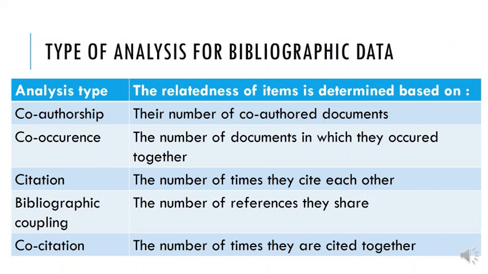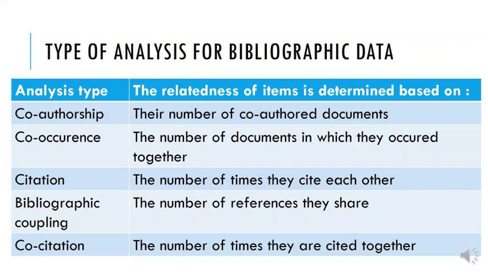As mentioned, there are 5 types of analysis for bibliographic data. The first type is the co-authorship analysis. The relatedness of items is determined based on the number of co-authored documents. The second type is the co-occurrence analysis. The relatedness of items is determined based on the number of documents in which they occurred together.